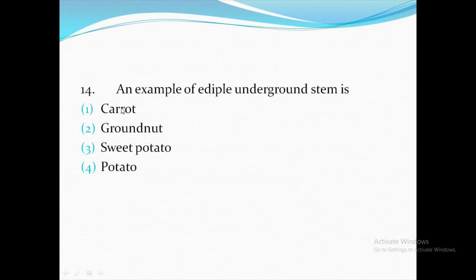So the answer for the example of edible underground stem is potato. Carrot and sweet potato are roots. Groundnut is a modified flower, or you can say fruit, or ripened ovary that grows into the soil. Whereas potato is a part of stem, so it is a modified stem.